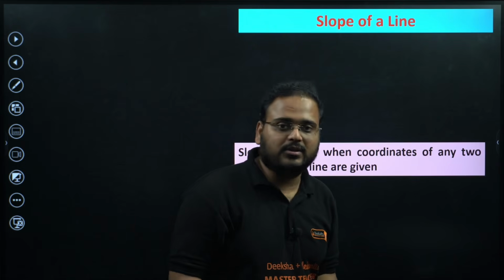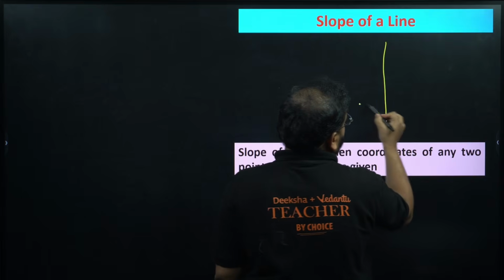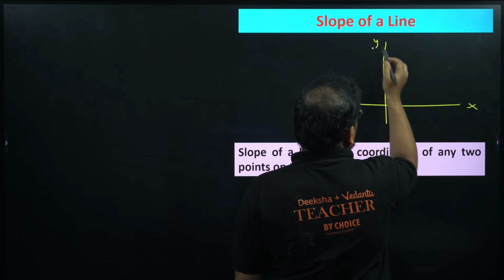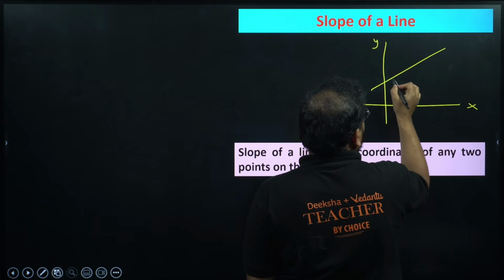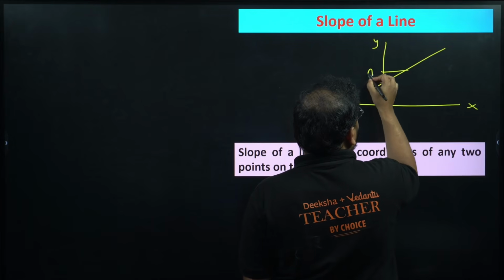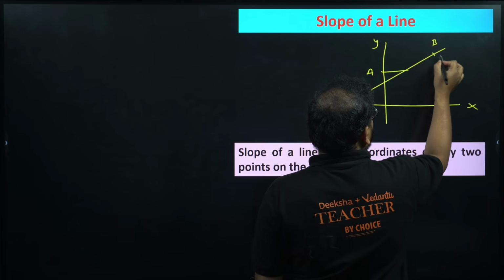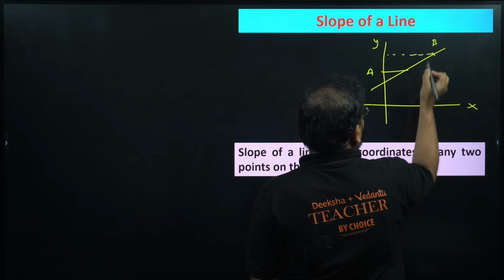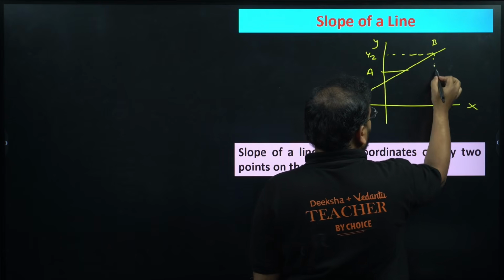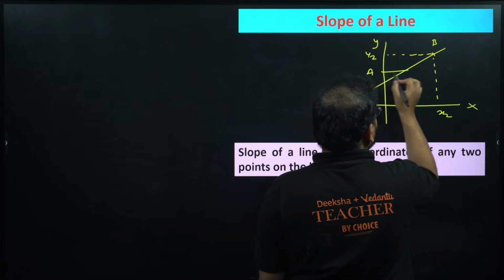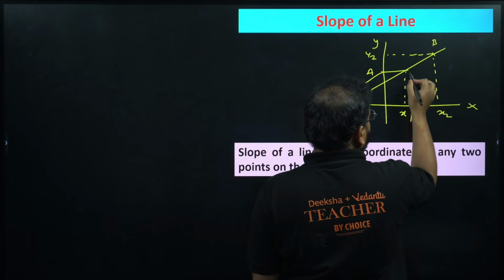Now we move on to the line part. Slope of a line. How do you find the slope of a line? If this is your x and y axis and the line is something like this, let's identify 2 points on the line, point A and over here, let's say, point B. Each point will have coordinates, right? This will be y2, and over here we'll have x2. Same over here we'll have y1, and here we'll have x1, okay?